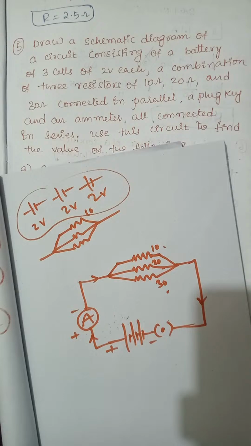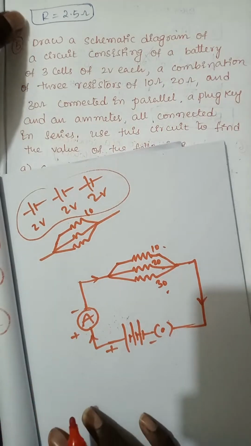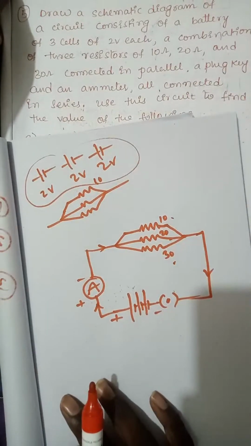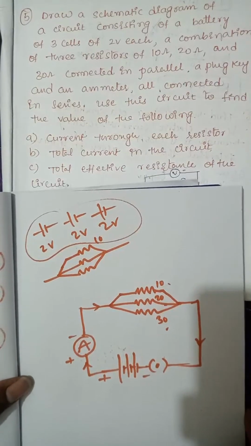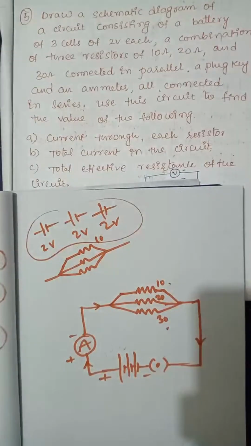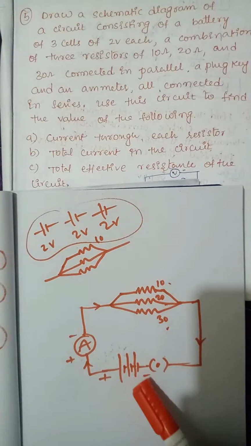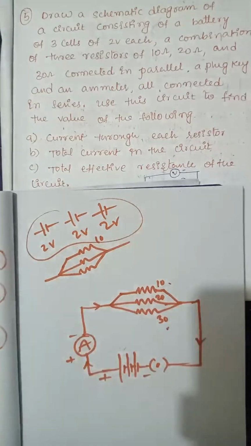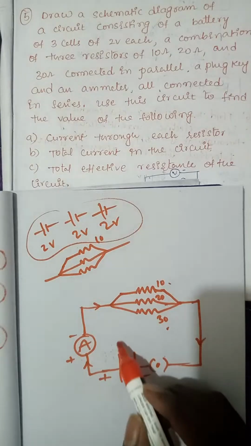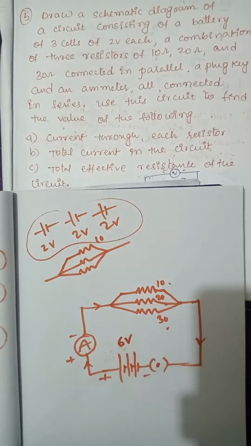So now can you try to solve it? What is the question given? Current through each resistor. So here we know the potential difference. How much is the potential difference? 2 plus 2 plus 2, 6. Potential difference is 6. Okay, so current we have to find out.